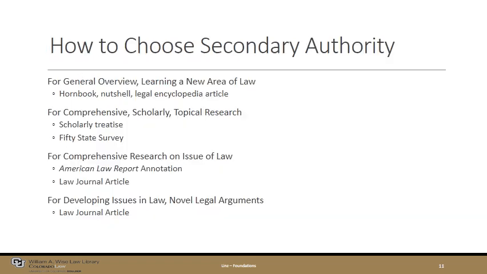So now the question is how do we choose secondary authority? So we're familiar with the different kinds of secondary authority and the distinctions among them. Now from that framework of distinctions, how do we choose particular publications? Well, it depends on what we're trying to accomplish. If we simply want a general overview of an area of law, if we're approaching an area of law which we just don't know anything about, we're just brand new to it, then typically you're going to want to go to the descriptive, broad overview publications.